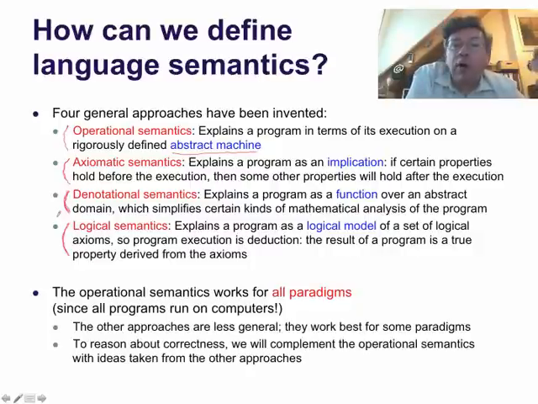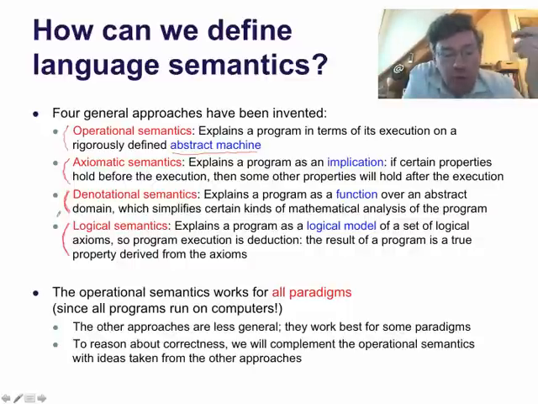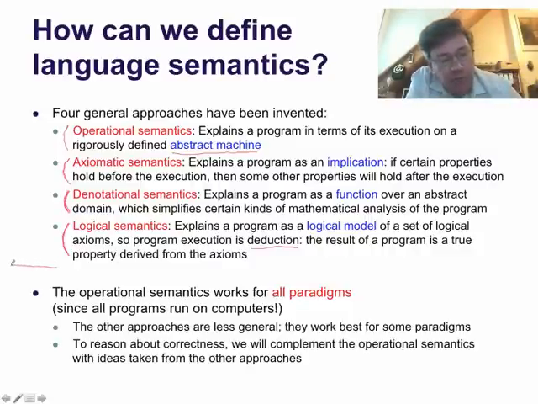So if I have a sorting program, then one of the axioms might say that certain elements will be less than certain other elements, or a list is sorted. These are logical properties. So the execution of a program in this model is actually deduction. The result of the program is going to be a true property derived from the axioms. Okay, so those are the four approaches.